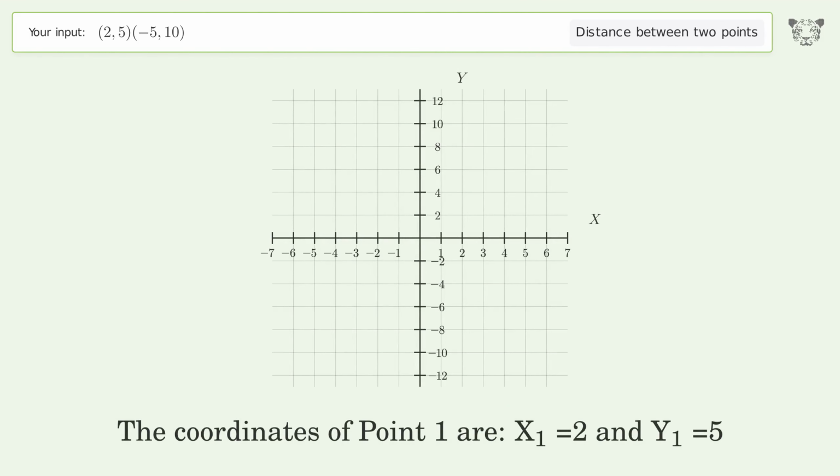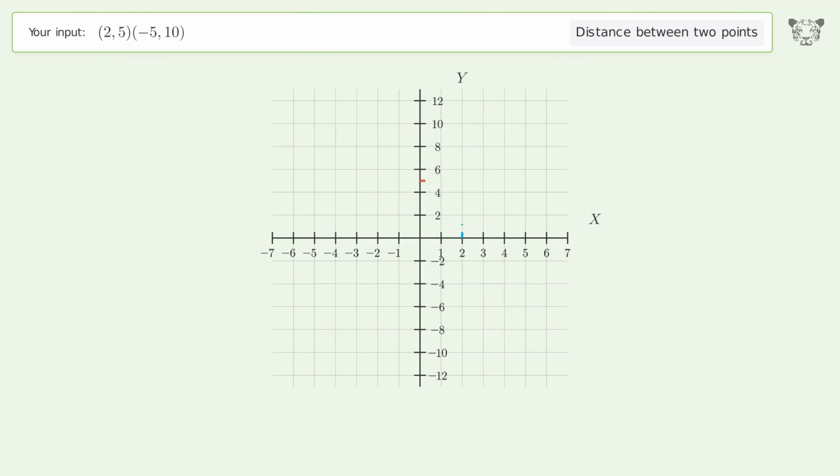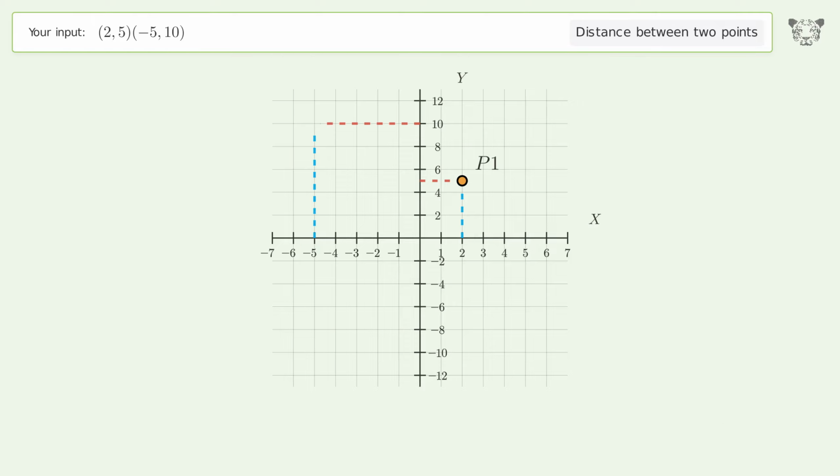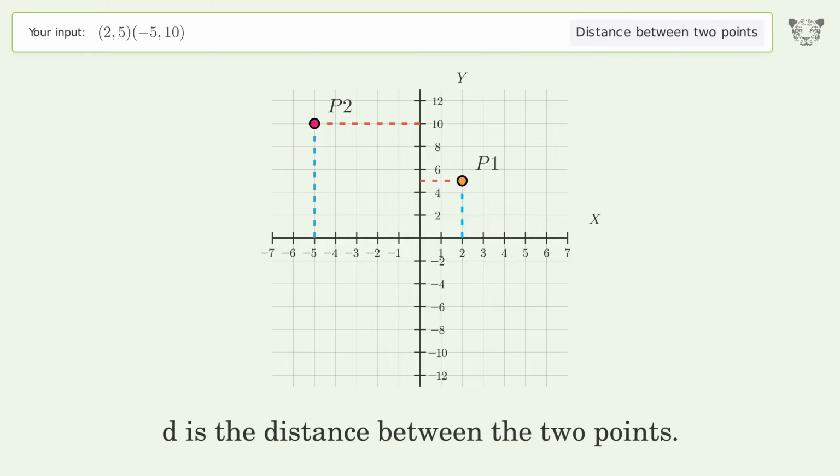The coordinates of point 1 are x1 equals 2 and y1 equals 5. The coordinates of point 2 are x2 equals -5 and y2 equals 10. D is the distance between the 2 points.